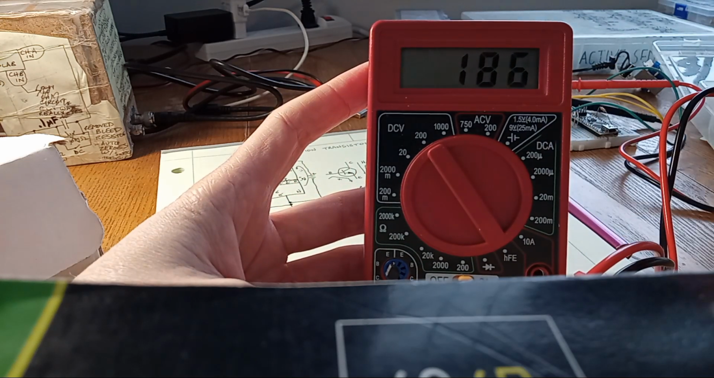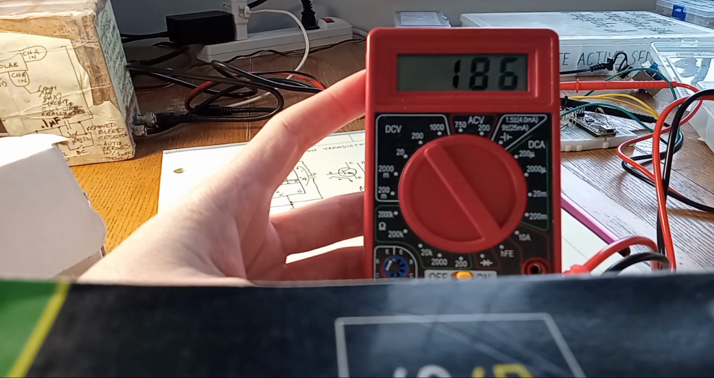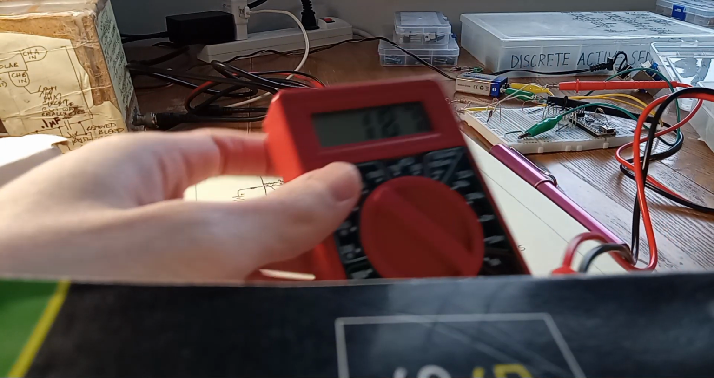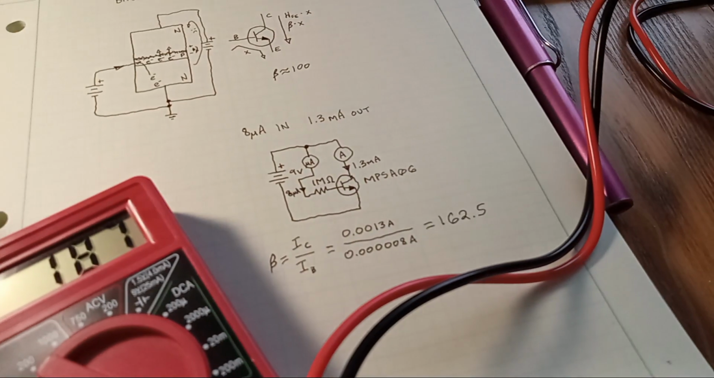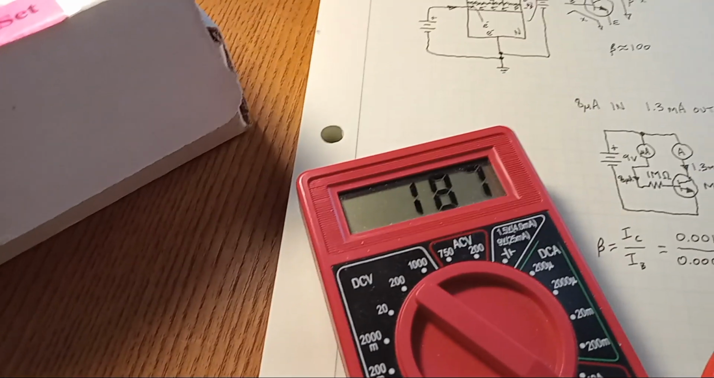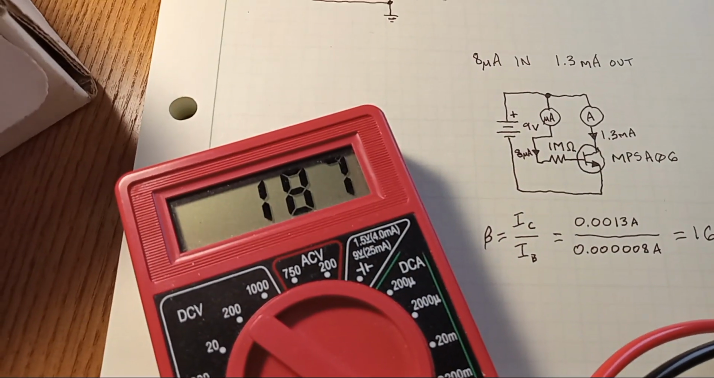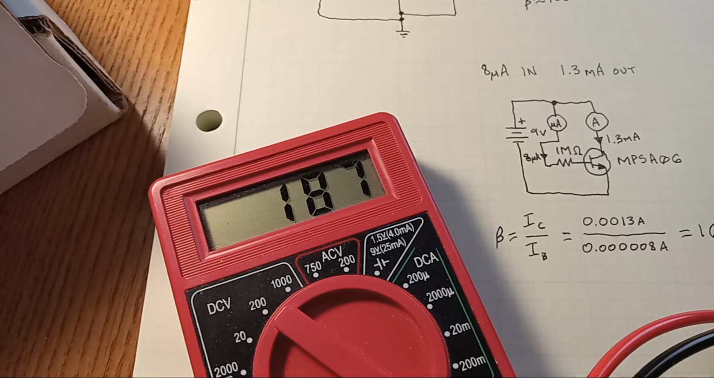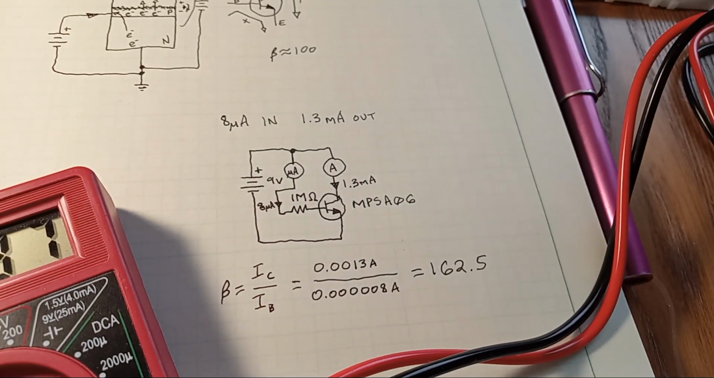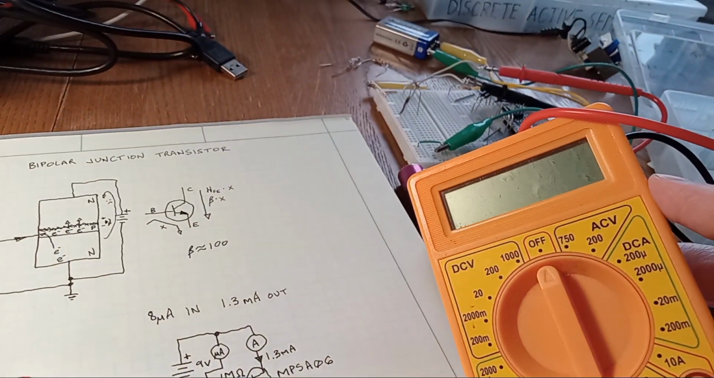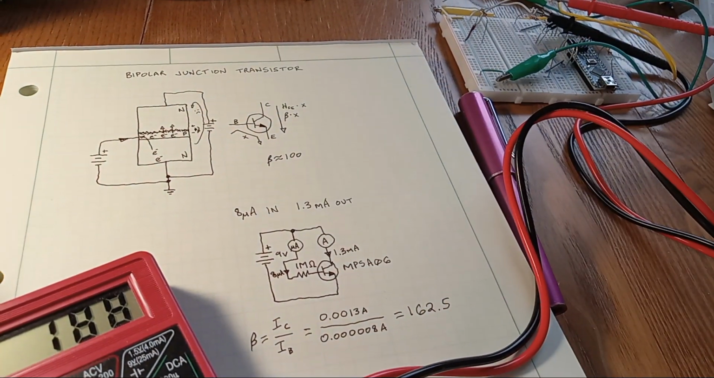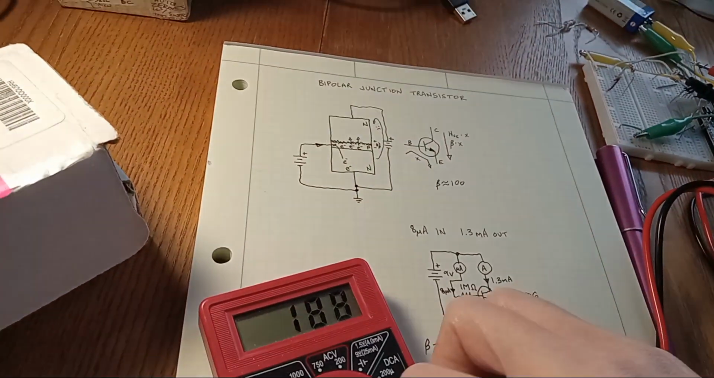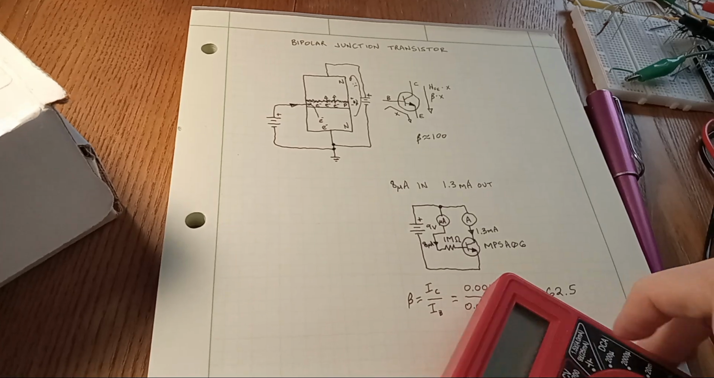So this meter claims the transistor has a gain of 186, and the calculated value was 162.5. I'm pretty sure that the meter is testing the transistor under more ideal circumstances than our circuit was. Also, I'm not sure how accurate my ammeters are. These are, like everything else, from the lowest bidder. In any case, the numbers are close enough.